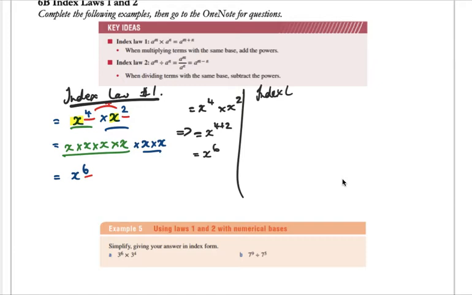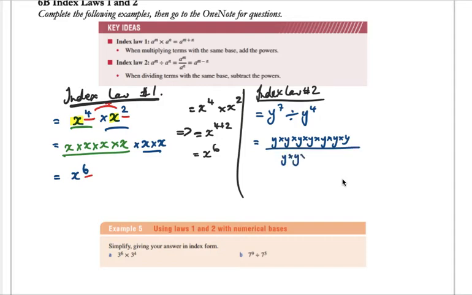Index law 2. So index law 2 works like this. Let's say, for instance, we've got y to the 7, that's going to be a divide sign. Good try. There we go. y to the 4. So let's write this in expanded form and as a fraction. y times y times y times y times y, 1, 2, 3, 4, 5 times y all over y times y times y times y.